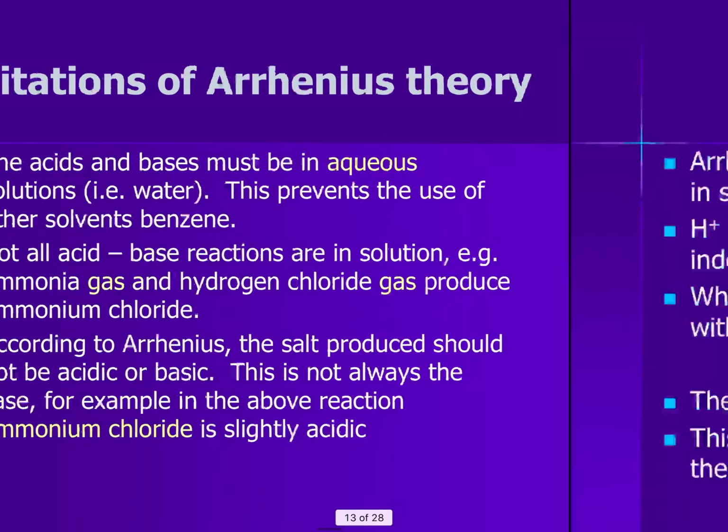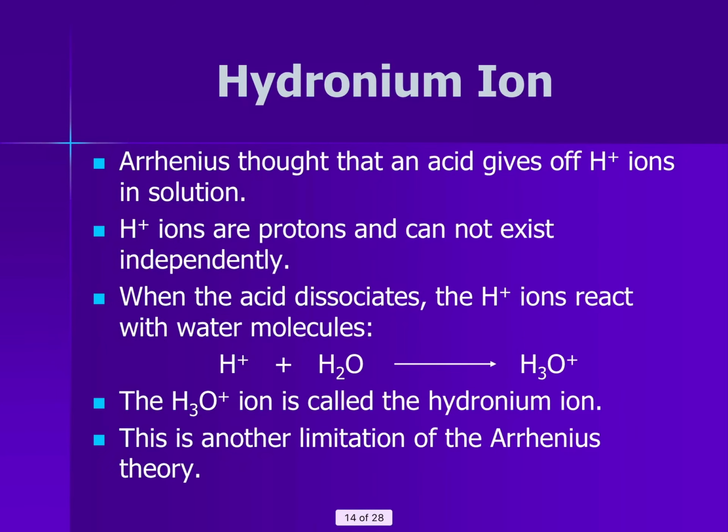Now, that number 3 isn't a great one, but this is a very good limitation. Look, Arrhenius thought that acids associated to produce H+ ions, but protons are H+ ions. They're the same thing. Protons and H+ ions can't exist on their own. So when an acid actually dissociates, then the proton goes to the H2O there. So hydronium ion is formed. That's another limitation with Arrhenius' theory.